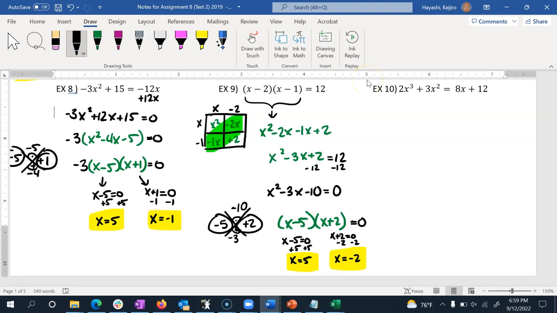So the first thing I'm going to do is subtract 8x from both sides, and subtract 12 from both sides so that the right-hand side can be 0. You're definitely free to do this in one step. But I will do this in 2 steps.